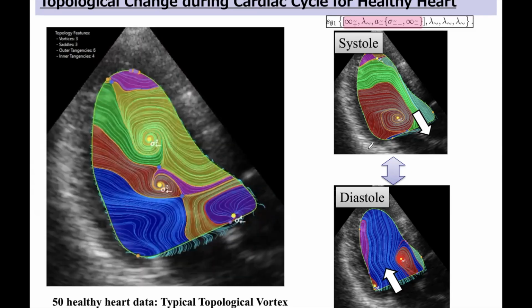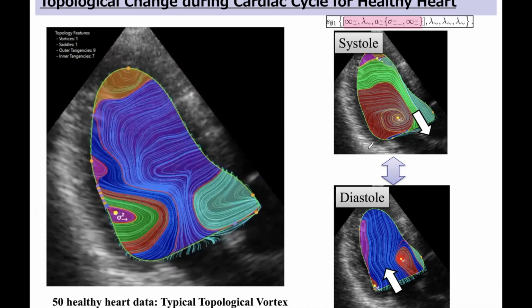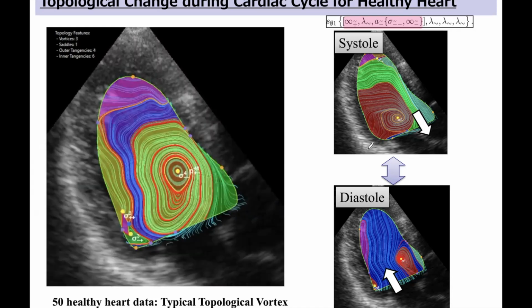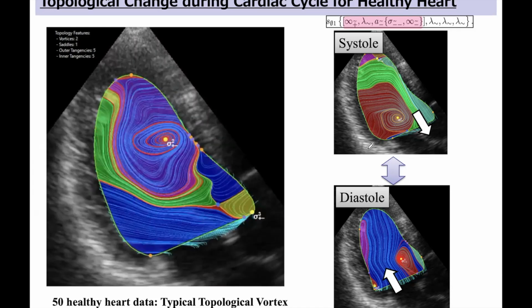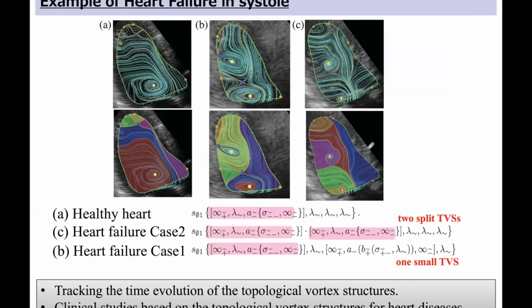So in that case, we can identify how a healthy heart can be described as the emergence of this typical structure. Then we can say what the difference is between the healthy heart and the diseased heart. So here's an example. This is a healthy heart, as I showed in the previous slide. You can see a big topological vortex structure represented by this topological mode.